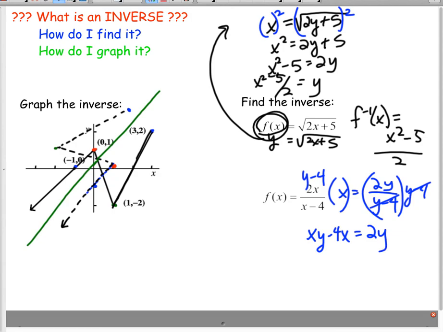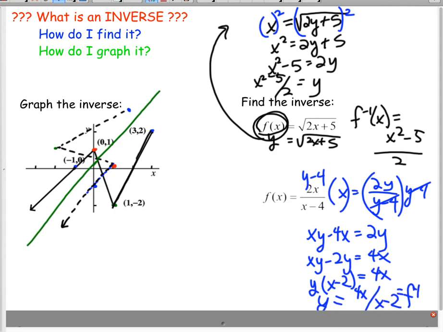And now I'm like, oh, I got to get that y all by itself, but I have 2 y's. Well, let's at least get them on the same side. See how I got rid of that x? I just moved things around. And now this is the step that might be the hardest for you: I'm going to factor out a y. And when I do, it becomes x minus 2. And now, voila, I can solve for y. It becomes 4x over x minus 2. And how is it that I told you to write these if they're inverses? I told you to write them as f inverse of x. That's how you find the inverses.